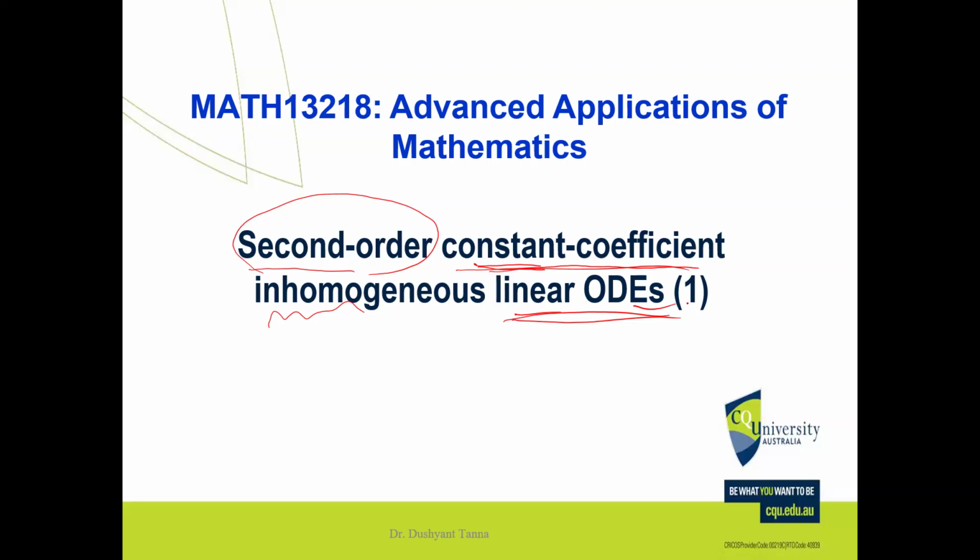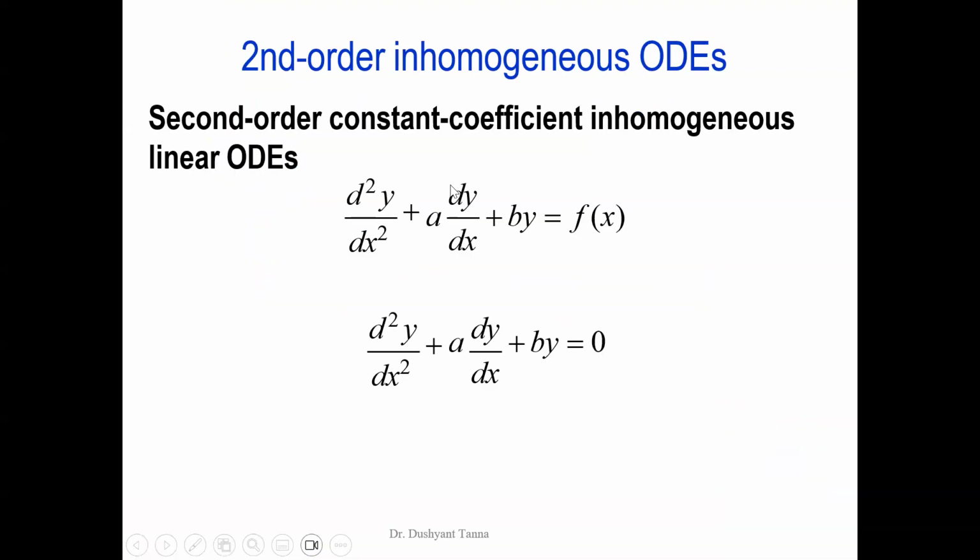Maybe we haven't introduced partial derivatives, but if you follow some literature, you may find mention of partial differential equations, but it's not covered in the unit. So this is what we mean by second order. You get 2, that is second order. Then you have constant coefficients, a and b are constant, and the right-hand side is non-zero, and that's why it's called inhomogeneous. If it is zero, we call it a homogeneous differential equation.